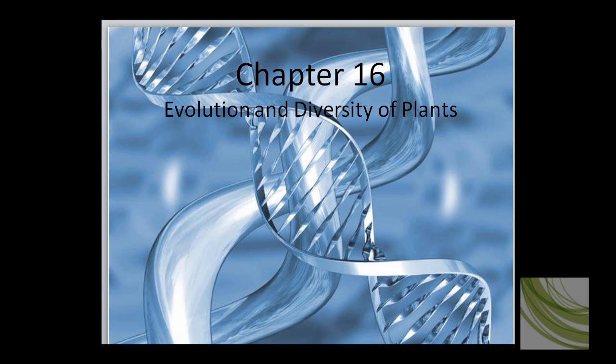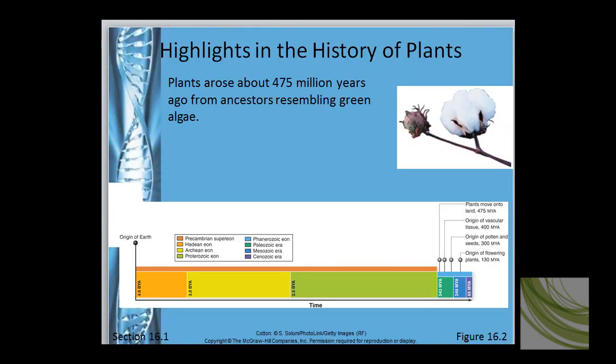Okay, today we are going to talk about the evolution and diversity of plants. Here's some of the highlights. Plants first showed up about 475 million years ago. That's when they moved on to land. Up until then, everything was in the water, in the oceans.